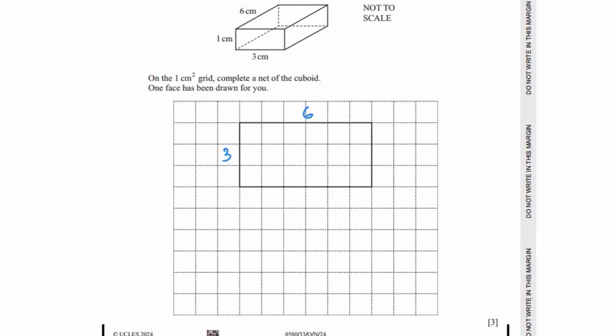So now we can draw the side length, which is 6 by 1. Then we have again 6 by 3. Another 6 by 1. The side lengths are 3 by 1. So this is your net of the cuboid.